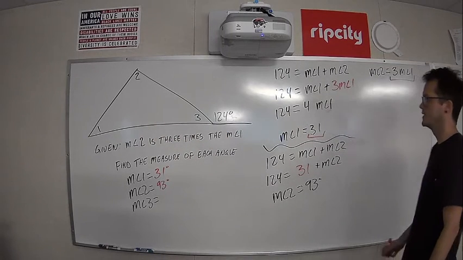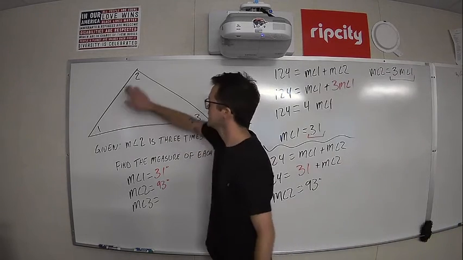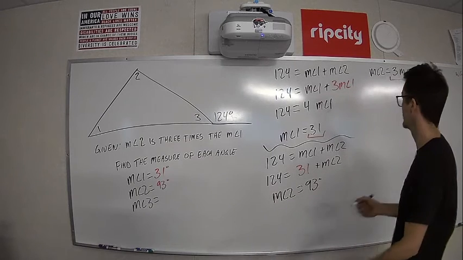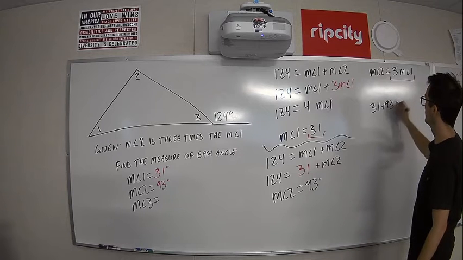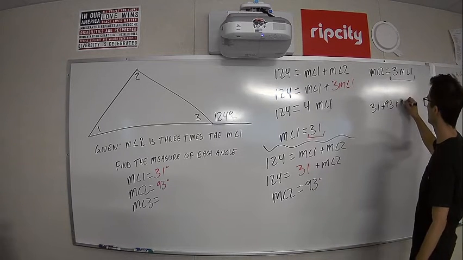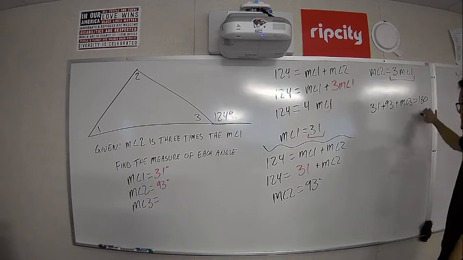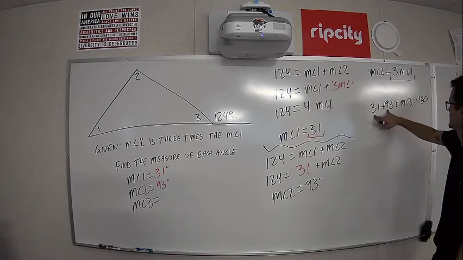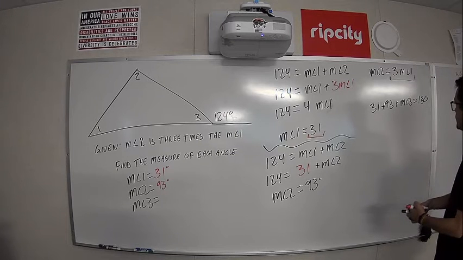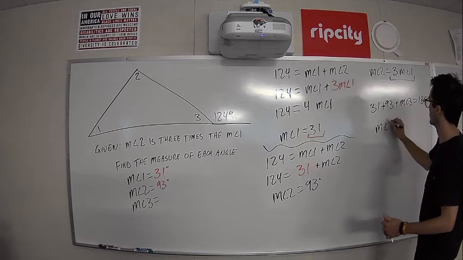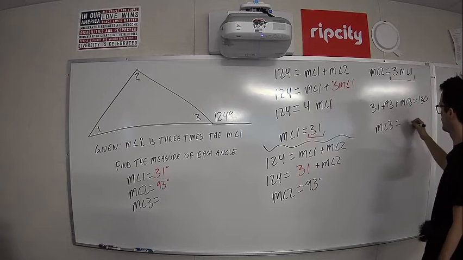Hey, we're doing well. One to go. Now we get to use the triangle sum theorem. We know that if we add up all 3 of these angle measures, it's going to be 180 degrees. So let's do that. 31 plus 93 plus, I'll call this one the measure of angle 3, equals 180. Combine my terms, subtract, let's make it happen. This is 124. So I'm going to subtract 124 from both sides. Measure of angle 3 equals 180 minus 124. Is that 64, I believe?